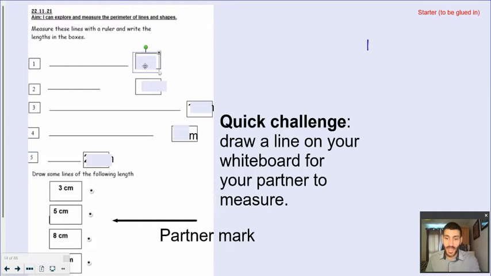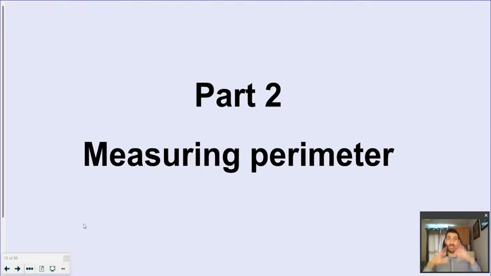I'm going to reveal the answers, see if they got it right, delete the answers, bam, bam, bam, and they should be able to do that. Now, year 4, we're going to go into part 2 of the lesson. Fantastic for doing your measurements.